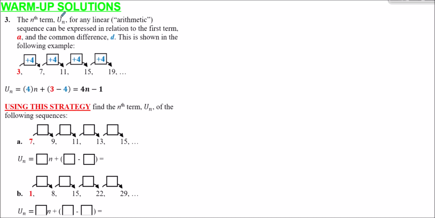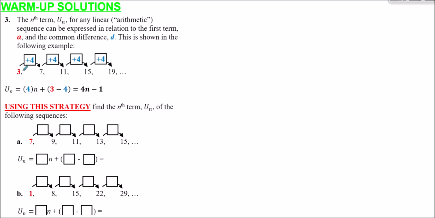So the nth term, which we're going to call u subscript n, for any linear, which is another way of saying arithmetic sequence, can be expressed in relation to the first term a and the common difference d. So it's shown in this following example. So 3, 7, 11, 15, 19. We're going up in 4s.